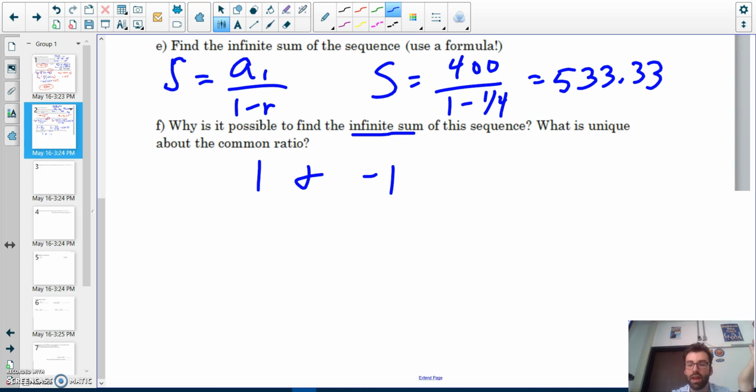If not, then I cannot. Because our ratio, the common ratio, is between 1 and -1, that means I can find that infinite sum.